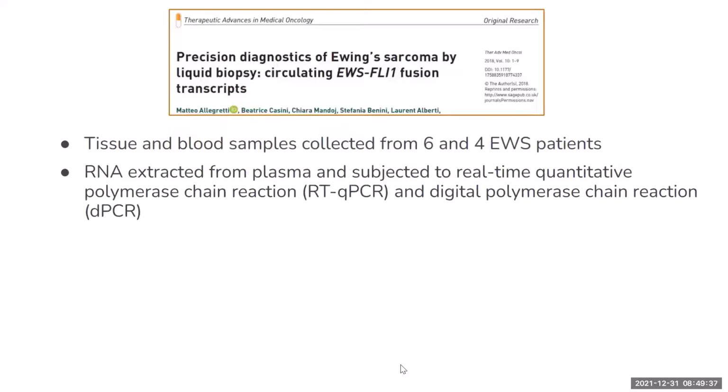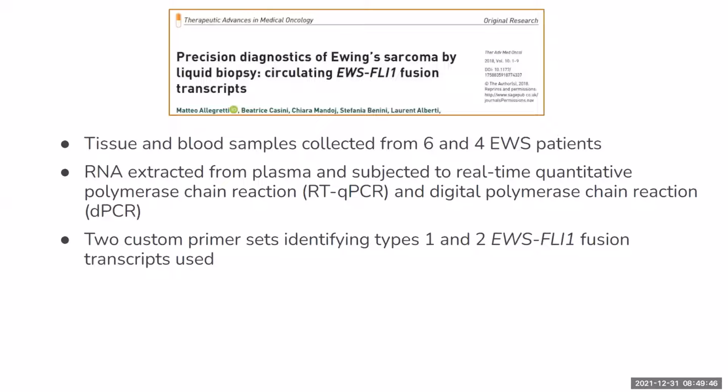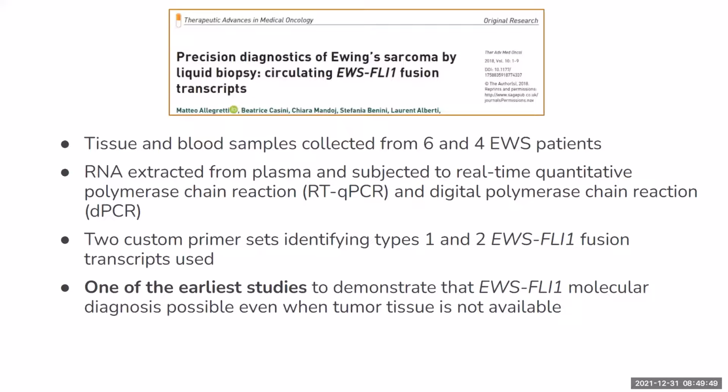So can we detect it by RT-PCR in blood? Yes, in a small subset of patients. In the last 3 years, a publication has been published showing that you can detect EWSR1 in the peripheral blood in up to 80% of patients. Again, this study was in only 30 to 40 patients.